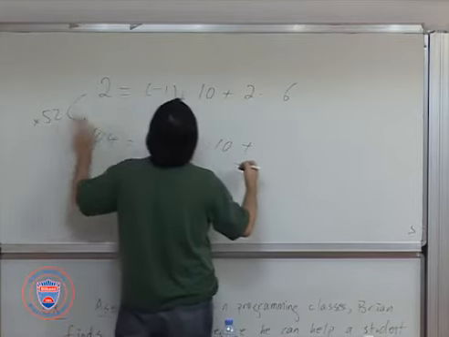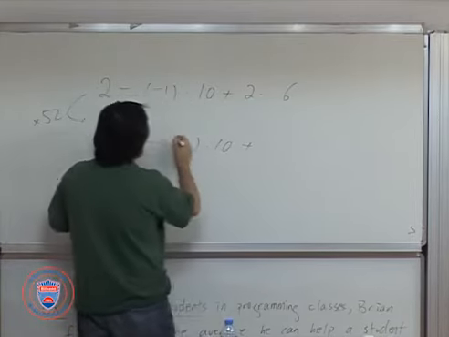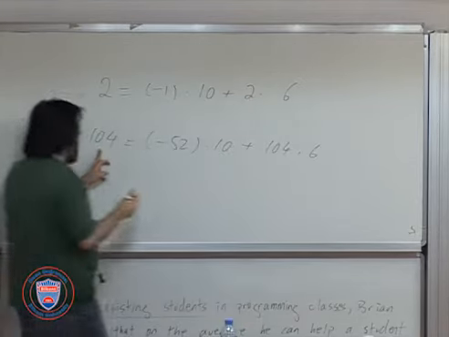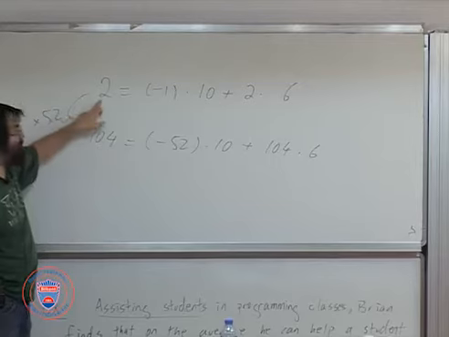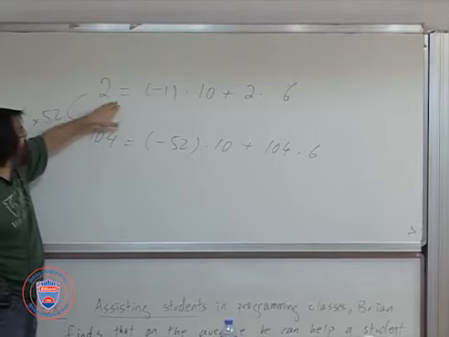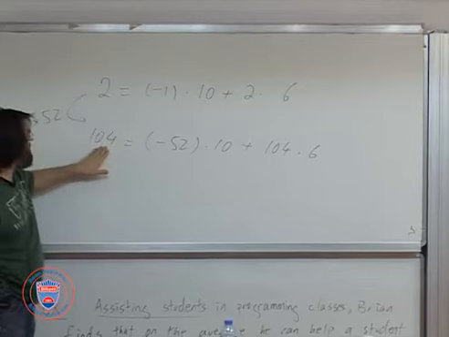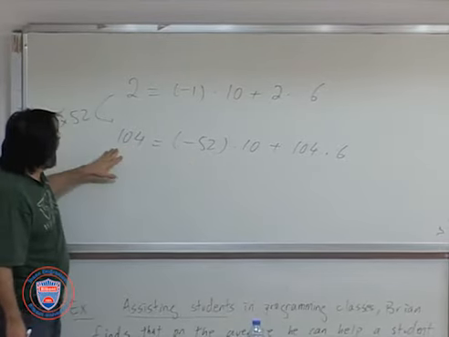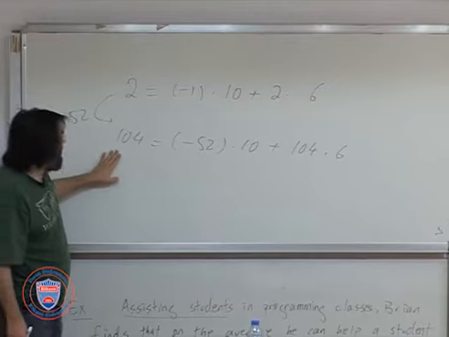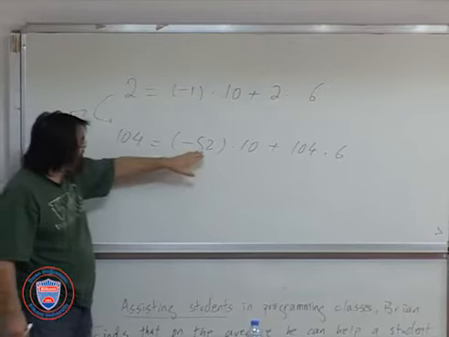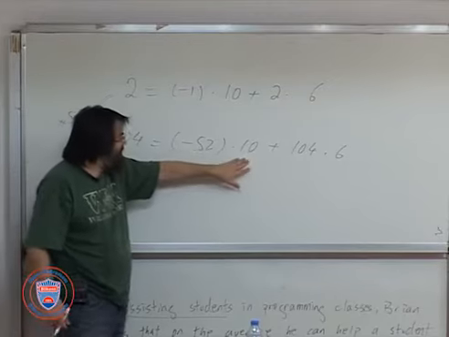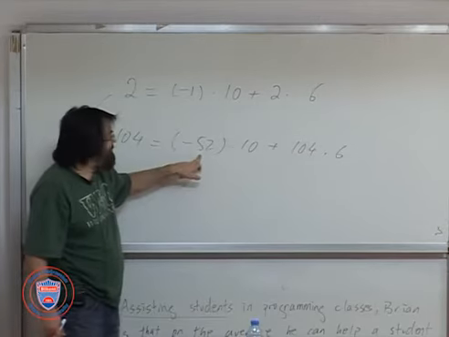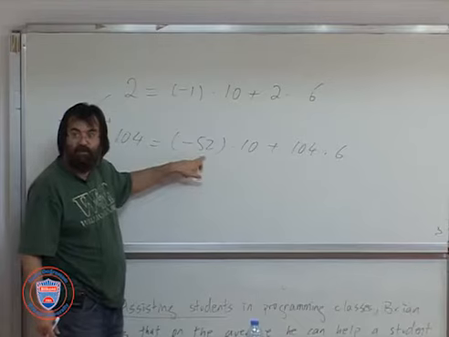Now we can talk about it. With 52, you get these numbers. We want to write 104, not 2. 2 is just the greatest common divisor we got, but we want to write 104 as a combination of that. So we just multiply by 52. Now 104 is minus 52 times 10 plus 104 times 6. And this is negative. We don't want this to be negative.